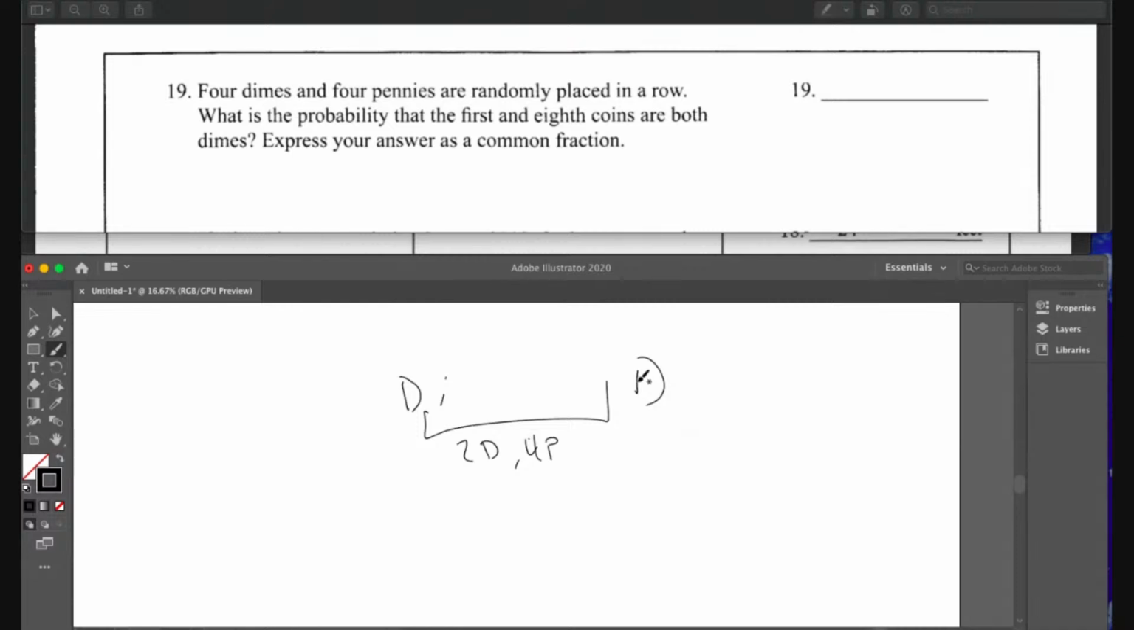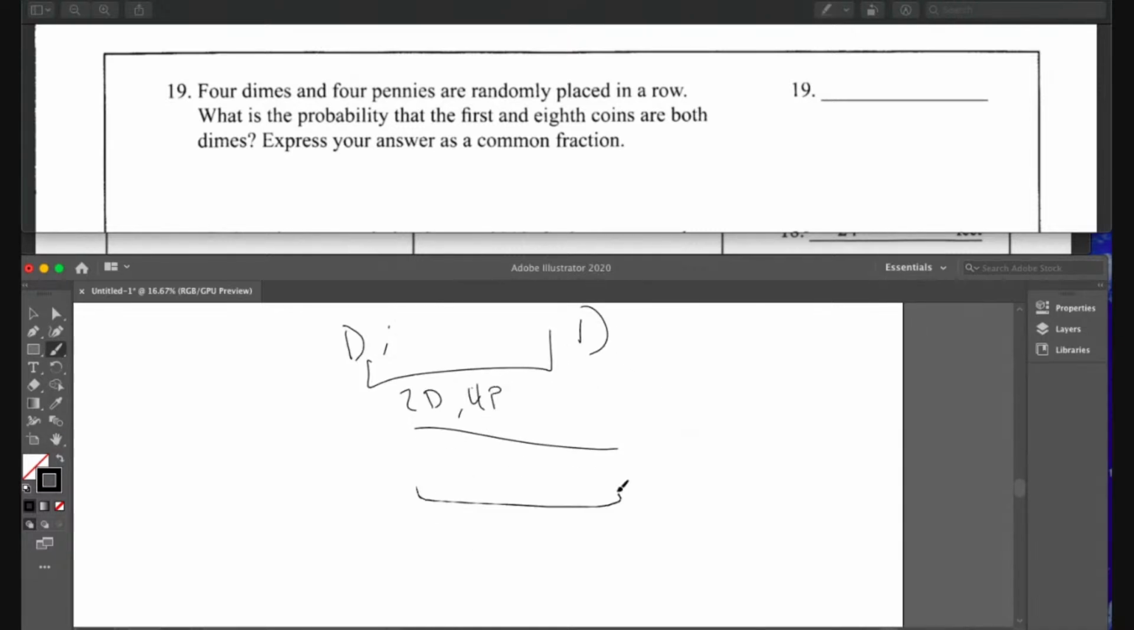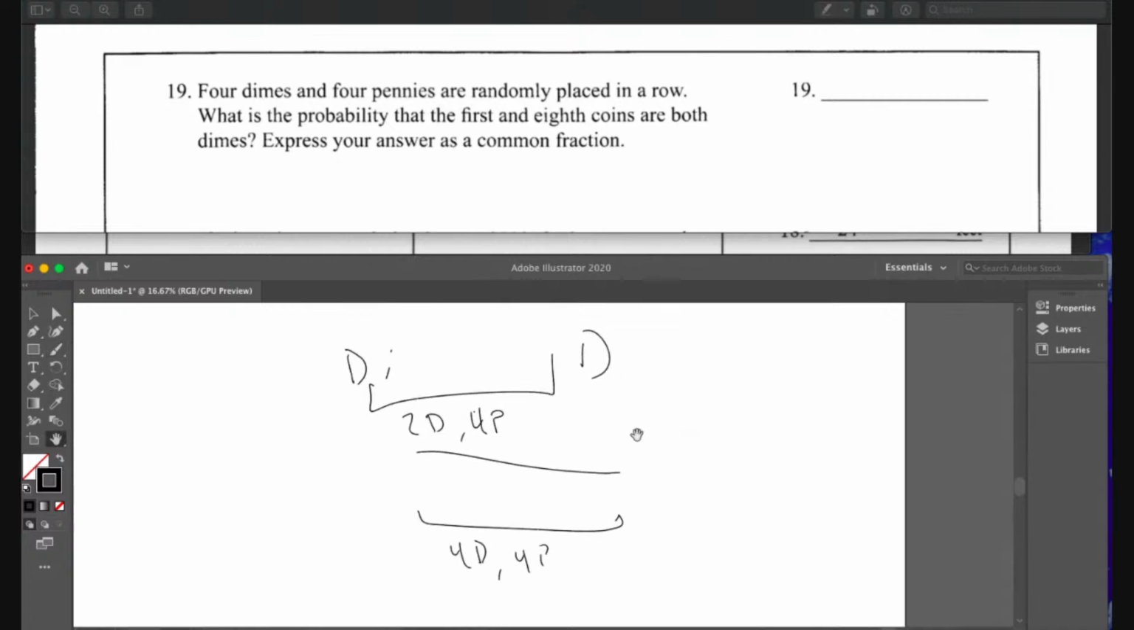So what we can do is we can find the total number of permutations that we can have for this, and divide it by the total number of permutations that we have for our total case. And our total case is just given 4 dimes and 4 pennies, and they're randomly placed in a row. So then you're just looking at a row with 4 dimes and 4 pennies.